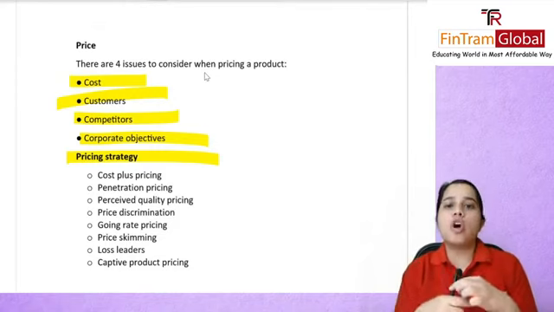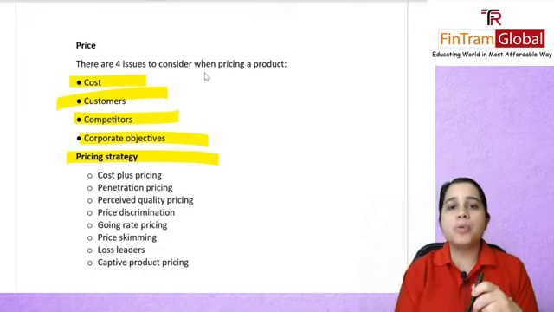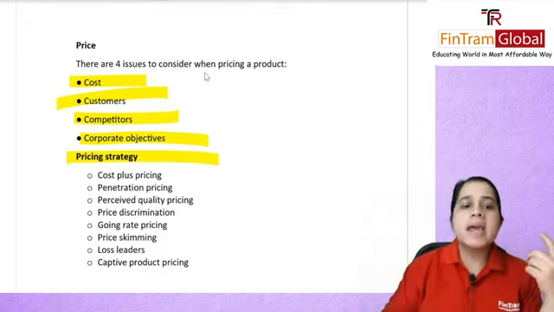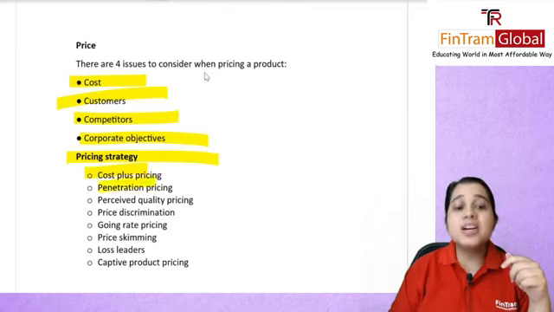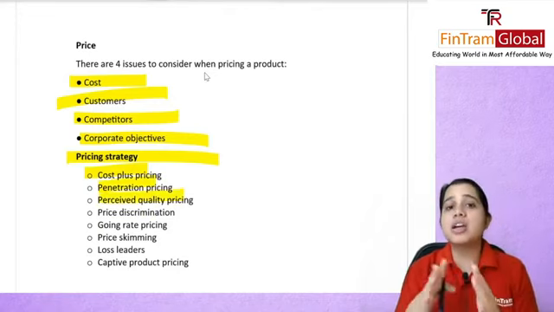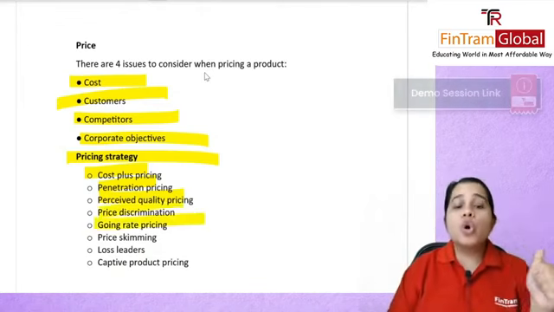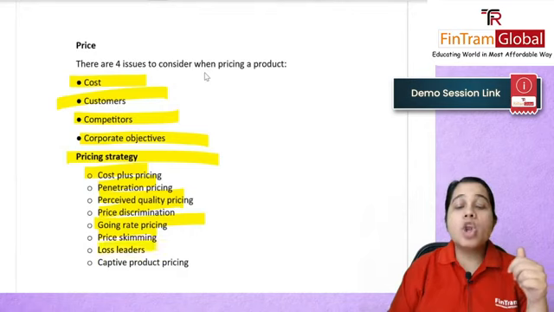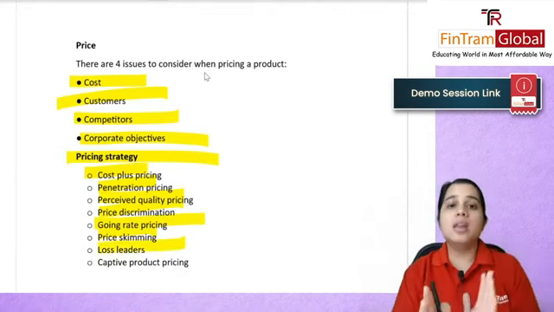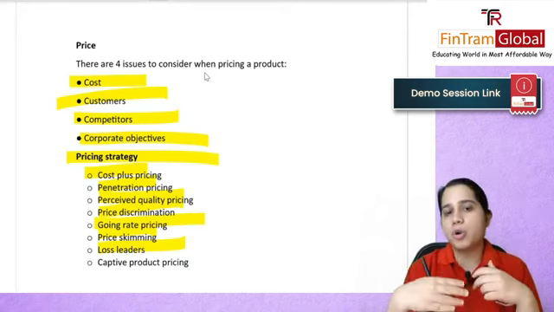So let's say the cost of making this pen is $5, and if I just want to make $1 profit, I'll sell it at $6. Then there was penetration pricing, perceived quality pricing, and price discrimination, wherein you're charging different customers different prices or in different markets. There was also growing rate pricing, price skimming, and loss leaders, wherein you're willing to sell one product at a loss because you will recover it from your next product.